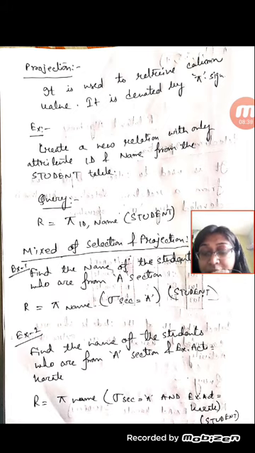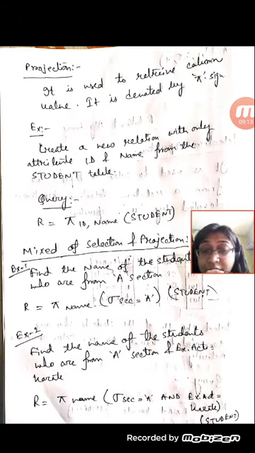Find the names of the students who are from A section and whose extracurricular activity is karate. That means I want to get the names of those students who are from A section and are also related to karate as an extracurricular activity. Then you have to get the names of those students who satisfy both conditions, not either one. So in such a case we have to mention the AND operation.